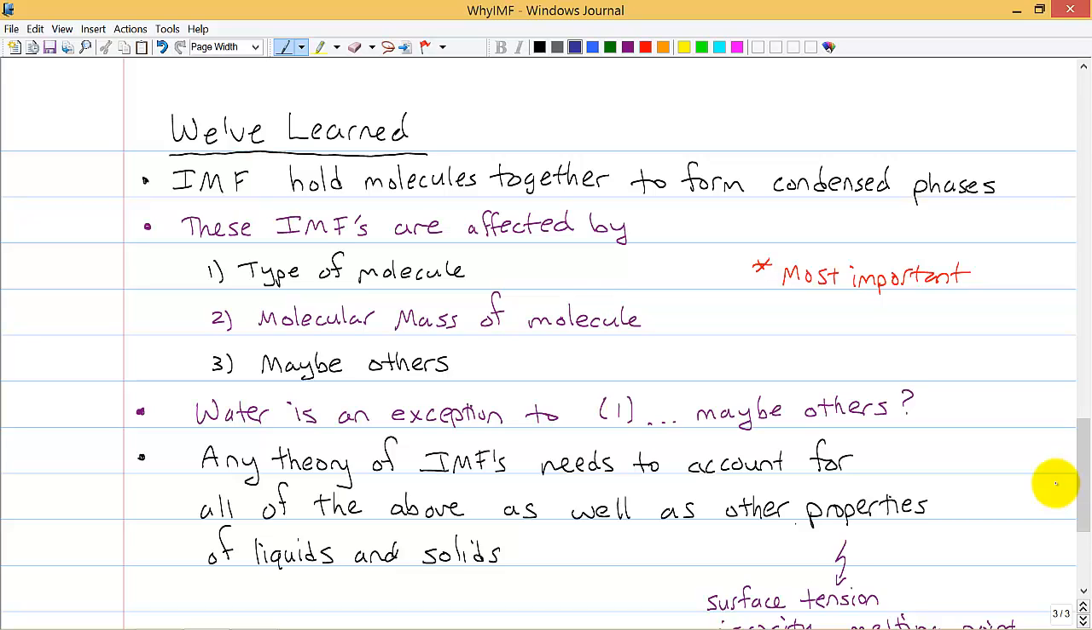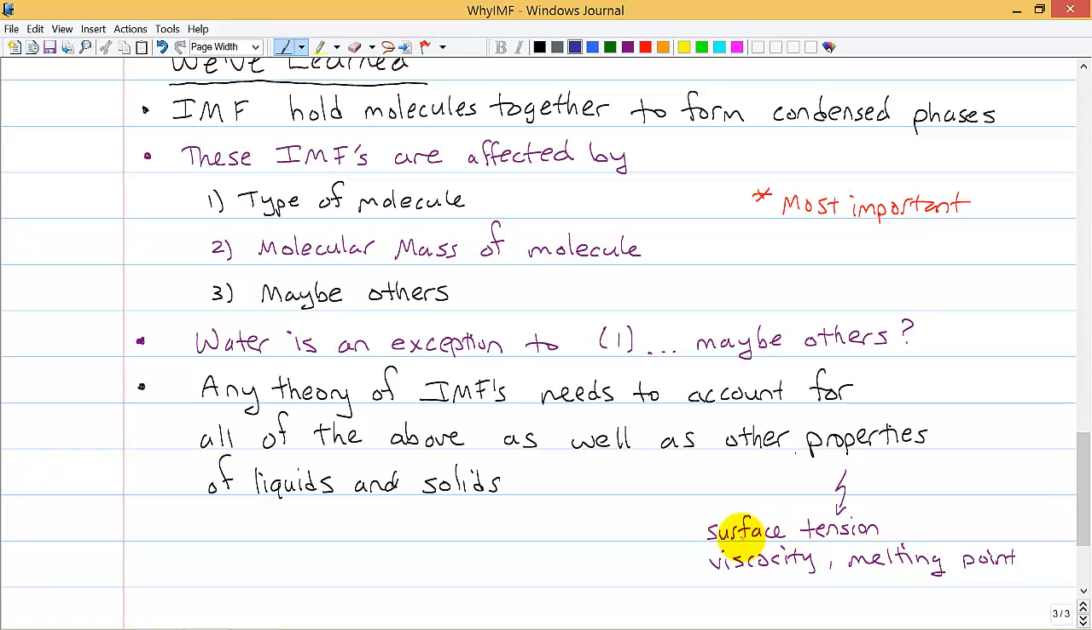So any theory we get that describes how intermolecular forces equate to the properties of these molecules, and by properties, I'm talking about things like surface tension, viscosity, melting point, and so on, we'll get to those later. Any theory we get better be able to describe all of this. We want one idea to describe it all. All right, so that's where we're heading here in chapter 11. We're going to talk about what these properties are of liquids and solids, and can we explain them with one straightforward theoretical idea.